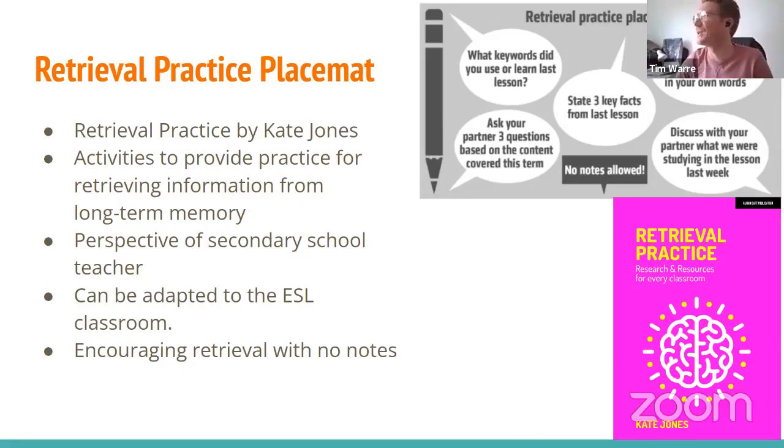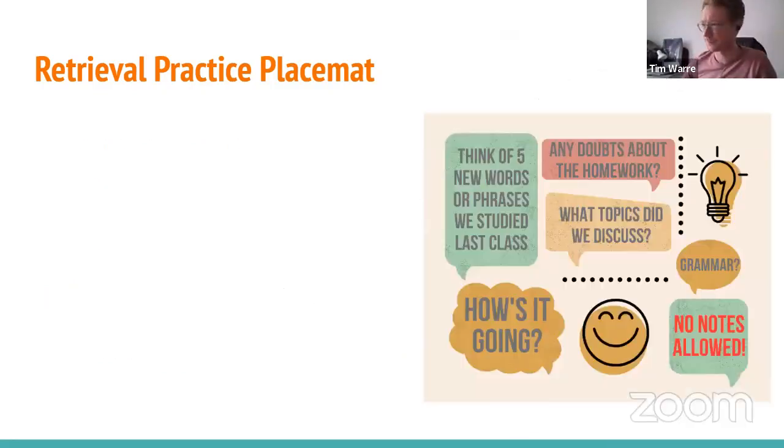So this is one of the ones she uses. This is specifically for the subject she teaches. So what keywords did you use or learn last lesson? State 3 key facts from last lesson. So they might have been studying a particular period in history and its implications. Ask your partner 3 questions based on the content. Explain the key concept, okay? So it's more focused towards studying subjects like history and politics rather than languages.